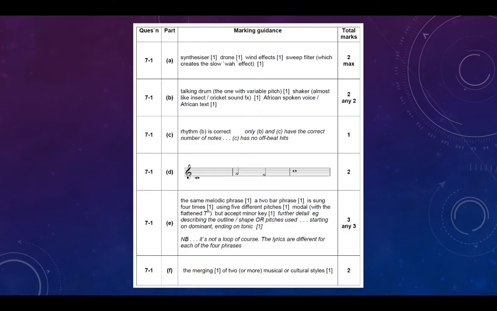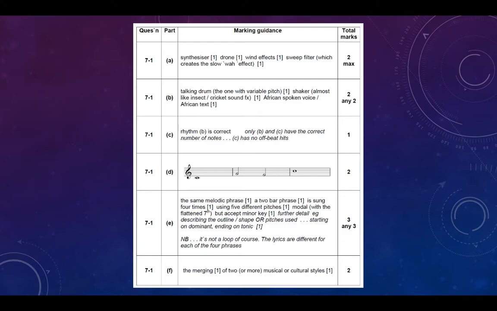Question E, describe the use of melody in the sung female vocals in the last part of this excerpt with the words, don't argue among yourselves. Make 3 points in your answer. So you can have any 3 of what you see here. So it's the same melodic phrase, and that is a 2-bar phrase. It's sung 4 times. So that's the idea of the repetition there and the structure of the melody itself.